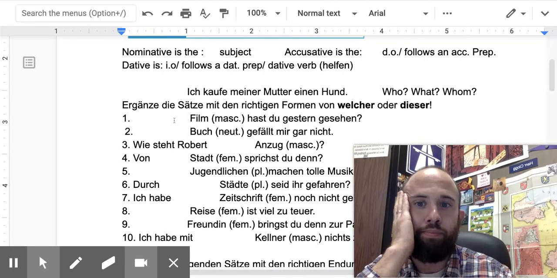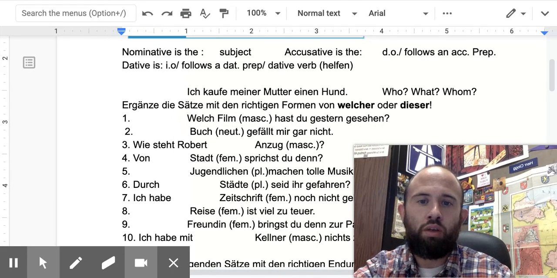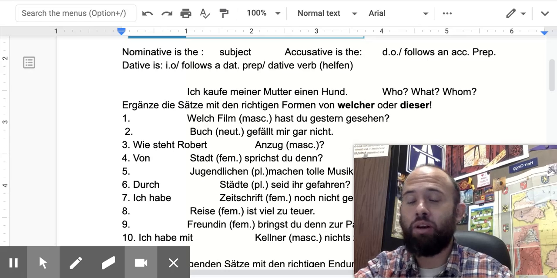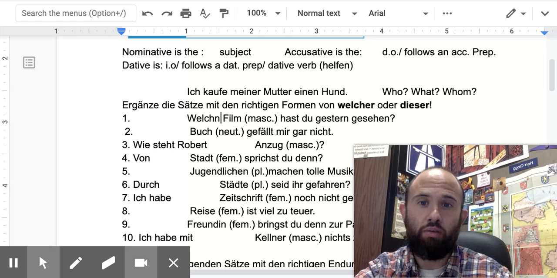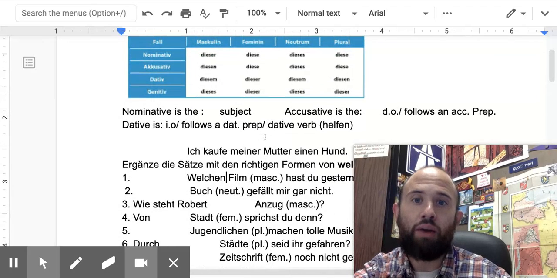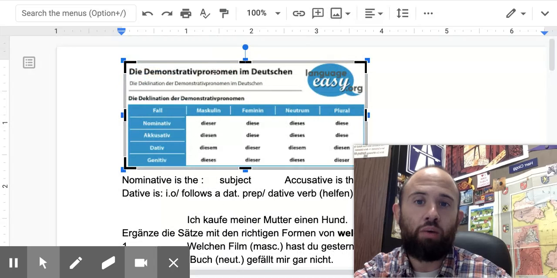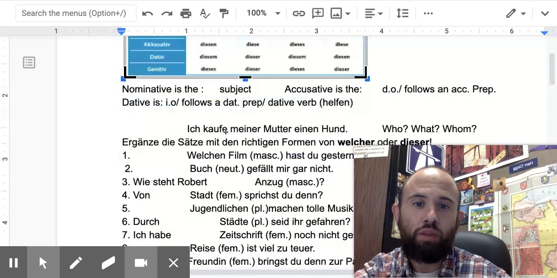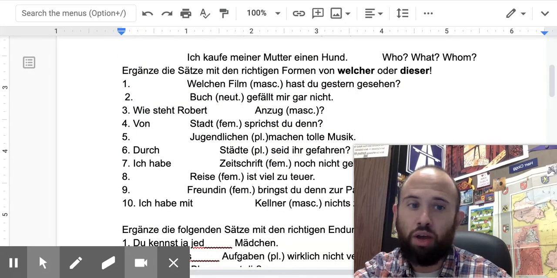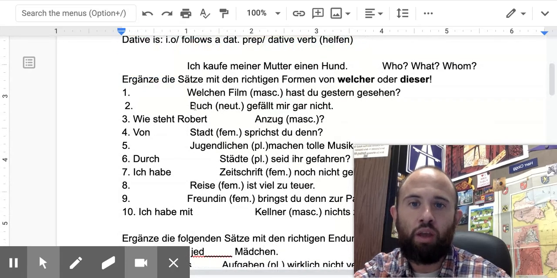So let's think it through. Here we see du. And du tips us off that it's not nominative. It's going to be accusative. So that one, you guys, is welchen. How do I know? It's masculine and accusative. And here we see diesen. So if I'm using dieser, welcher, or jeder, they all get the same endings as dieser up in this chart.